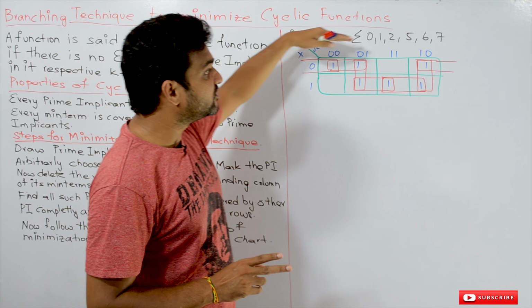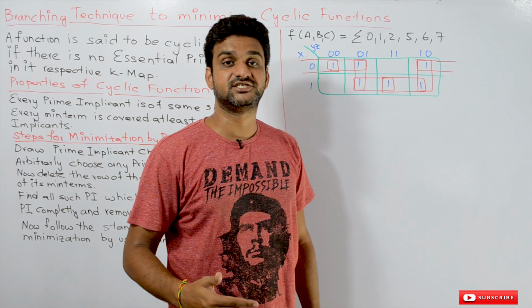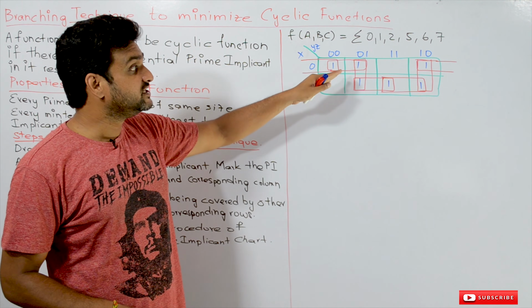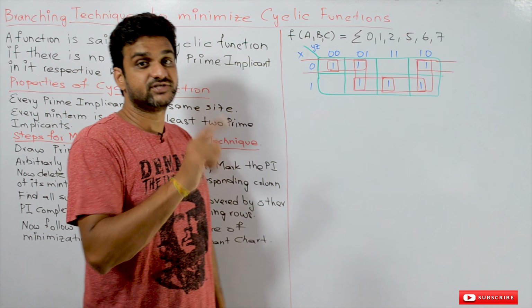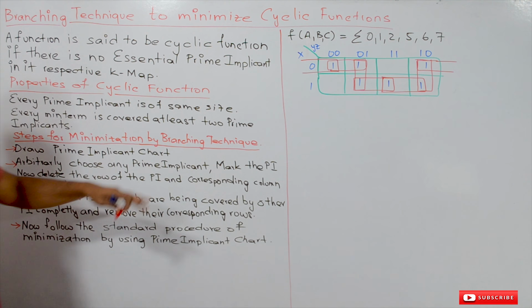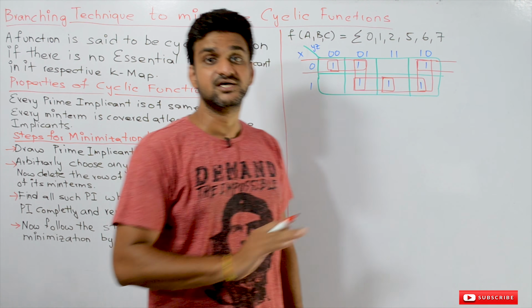If such a K-map is generated by the given Boolean function, then those kinds of functions are called cyclic functions. And the minimization of this kind of cyclic function can be done by using a technique called the branching technique. So what are the steps involved in the branching technique? The branching technique is not a bigger technique. It is the same as our prime implicant chart, but there are a few steps involved in the minimization by using the prime implicant chart.